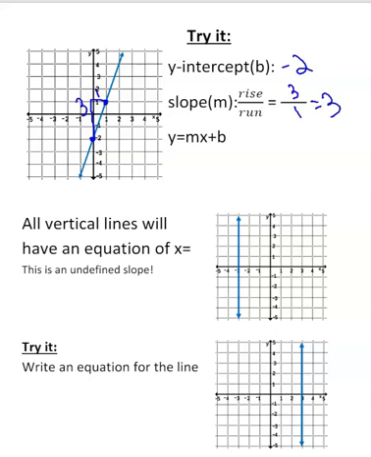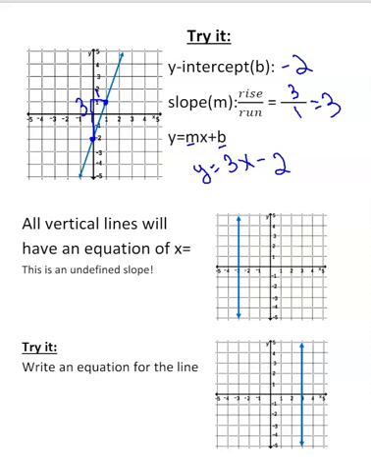I do want to mention, if you have a fraction that cannot simplify, just leave it as a fraction. And then we're going to replace the m and b here with what we found. Our slope was 3, so our m is 3. Our b was -2, so it'll be -2 here at the end.